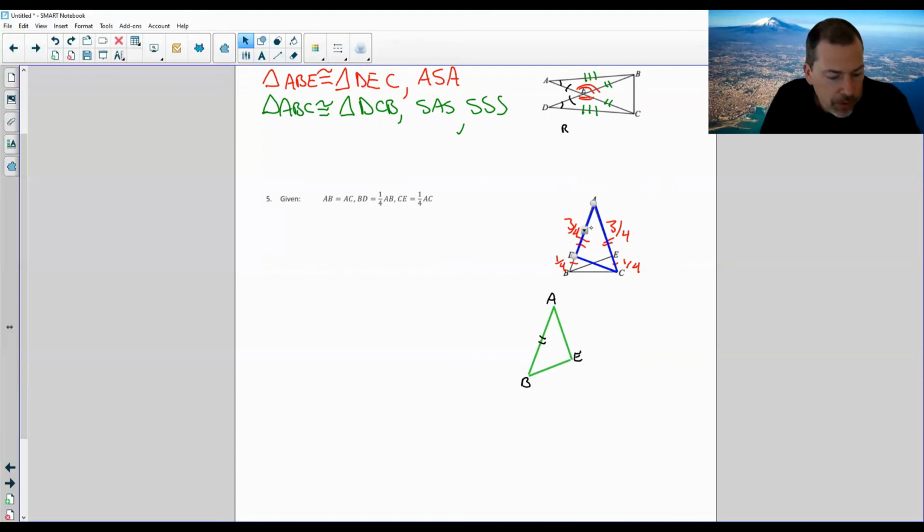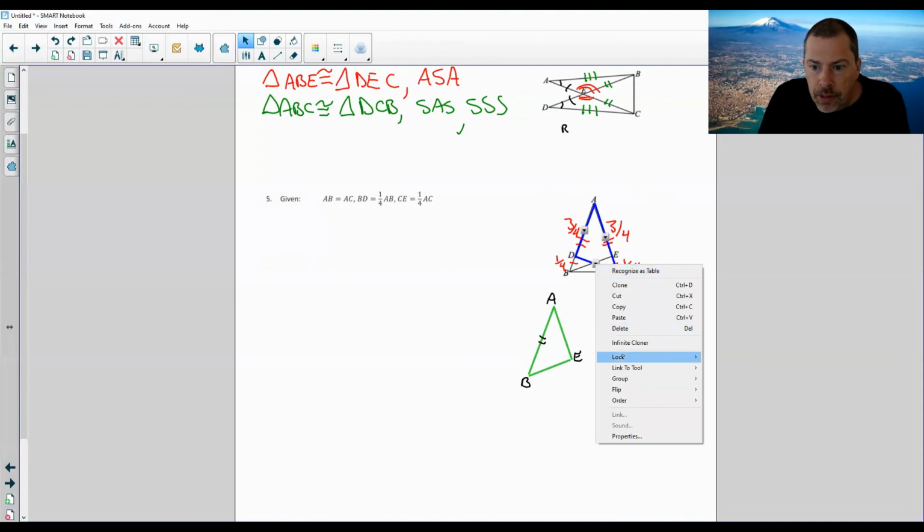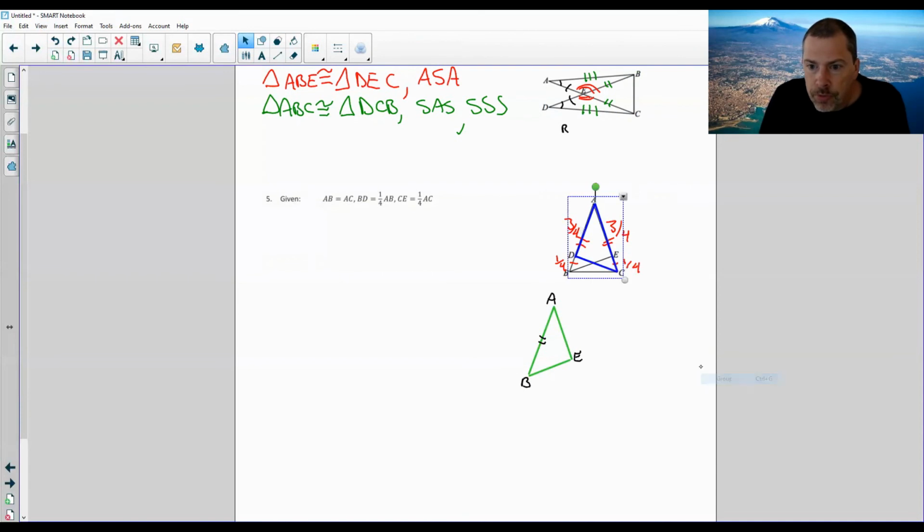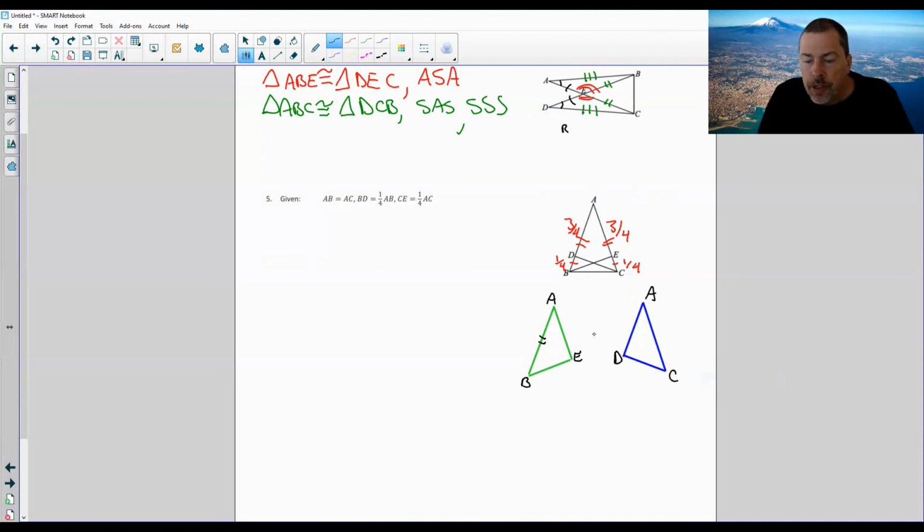Okay, so copy those, make them group together. Group, group, move, and label their vertices. This was A, this is C, this is D. So I know AB is congruent to AC. That was the given right here. So that's what we know so far.